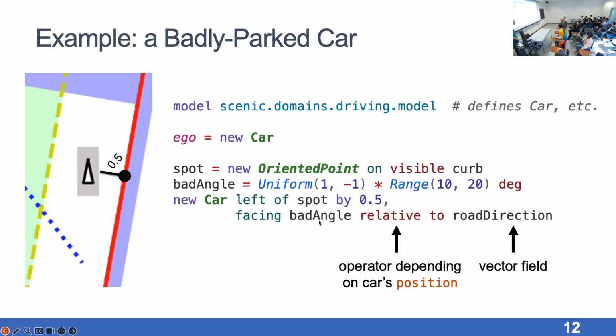Question. Yeah, so I know this is for a static scenario, but in a dynamic scenario, if the road is curved, does it update the road direction all the time?